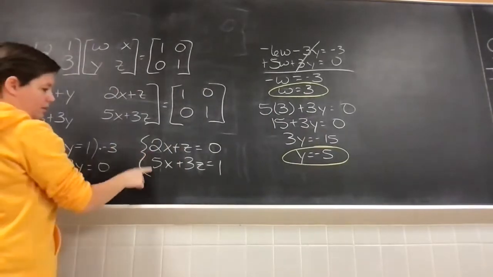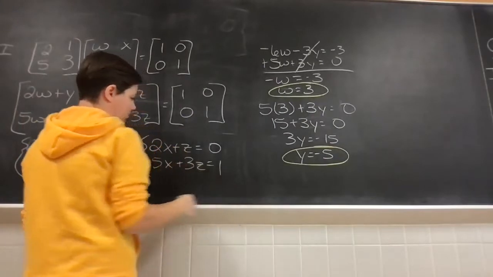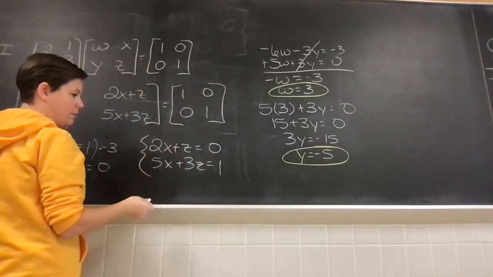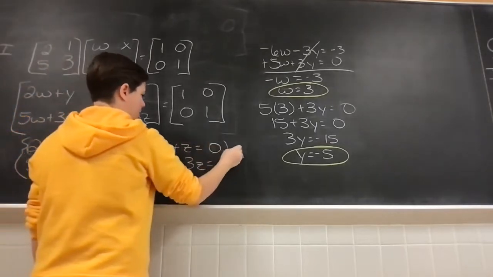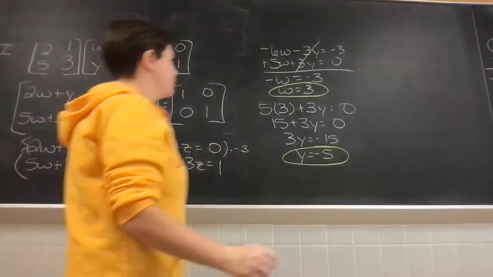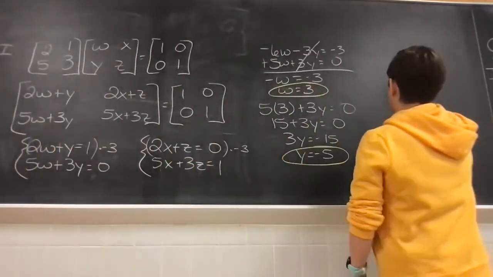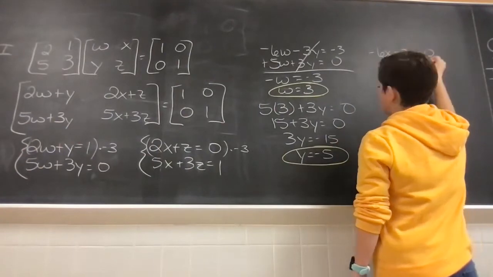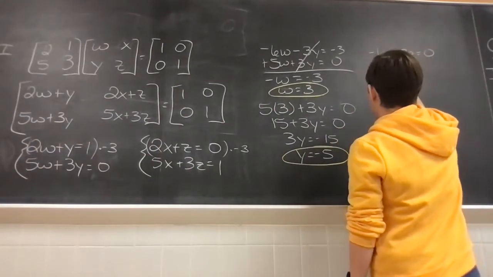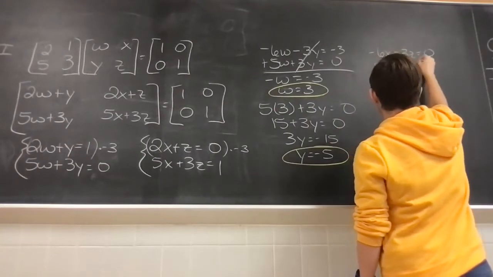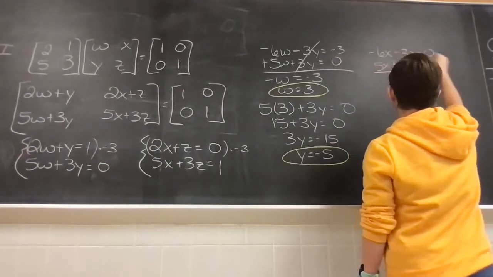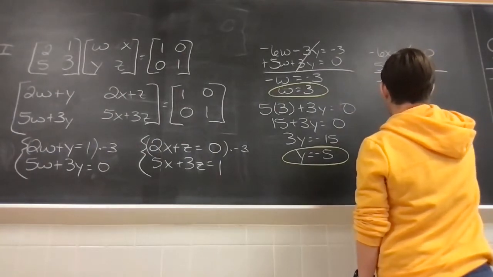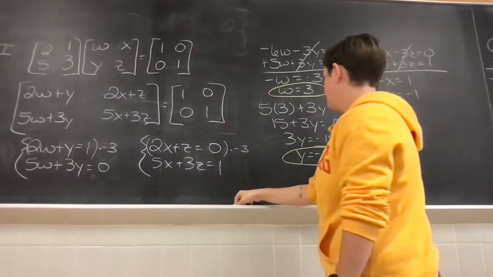Now I'm going to focus on these two equations. Again, I'm going to get rid of one of my variables. It seems like my z's are the easiest one by multiplying this top equation by -3. Very similar process. -6x minus 3z equals 0. 5x plus 3z equals 1. My z's are going to go away, which leaves me with a -x equals 1. So x equals a -1.